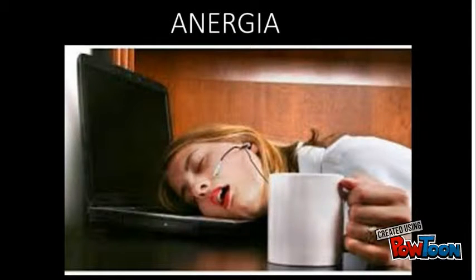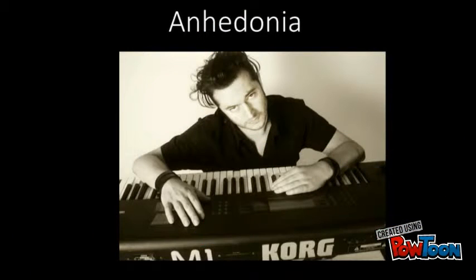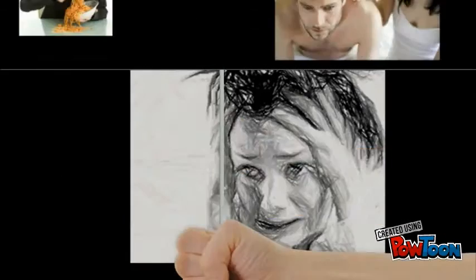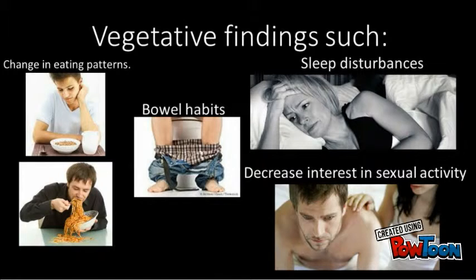Subjective data. Anergia, as a chunk: without ergia, energy, meaning without energy or lack of energy. Anhedonia, as a chunk: without hedonia, pleasure or cheerfulness, which means lack of pleasure in normal activities. Anxiety, a state of excessive uneasiness and apprehension. Vegetative findings, which include a change in eating patterns, change in bowel habits, sleep disturbances, and decreased interest in sexual activity.